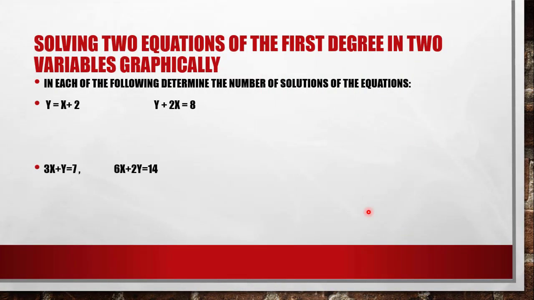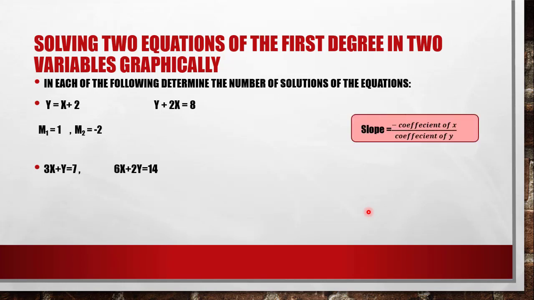Here we have, for example, in each of the following, determine the number of solutions of the equation. The first one, we have y equals x plus 2, and here we have y plus 2x equals 8. We can calculate, as we said before, the slope of the first one. The slope is the coefficient of x because y is alone on the left hand side. So here m1 equals 1. m2 equals negative 2.